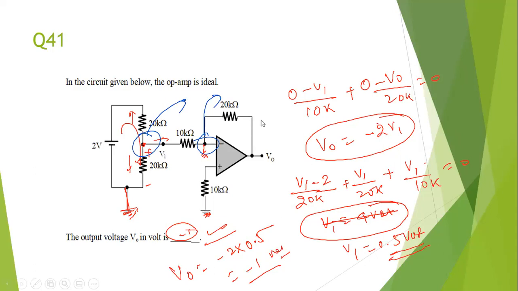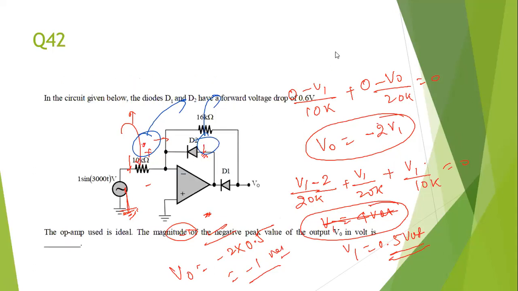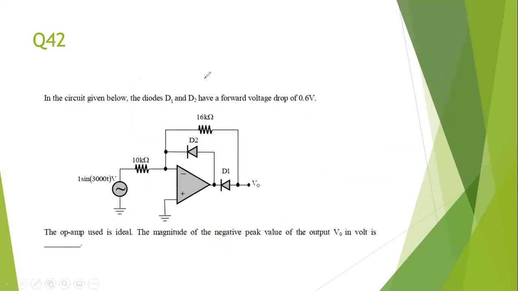Now come to the next question. This is 42. The question is: the diodes D1 and D2 have forward voltage of 0.6 volt. Got it? The op-amp is ideal. What is the magnitude of the negative peak value of the output voltage V0? So how can you find the value of V0?